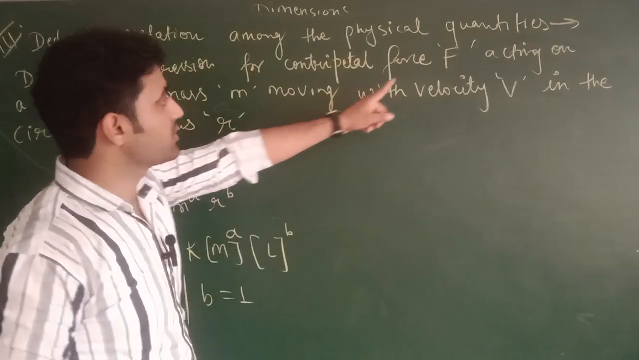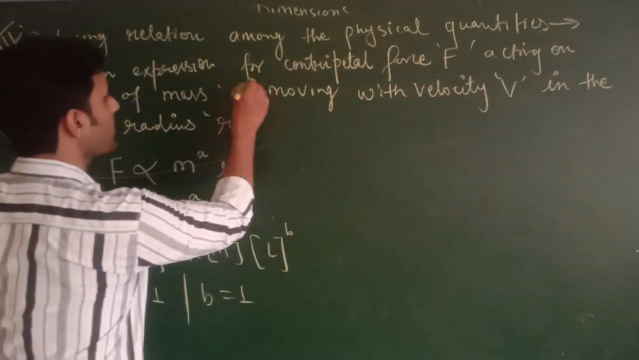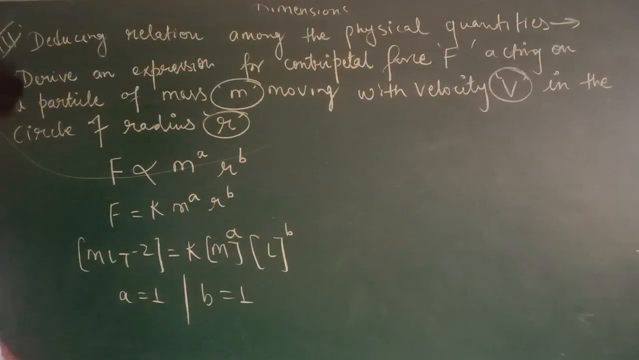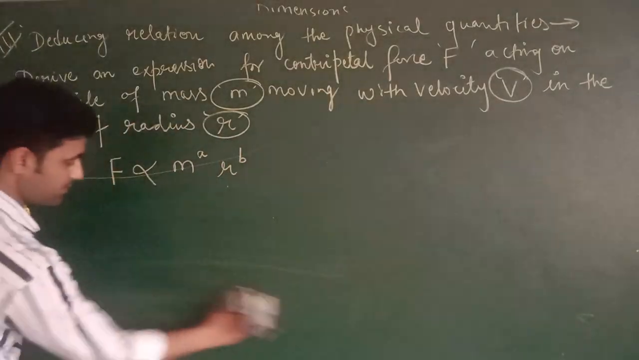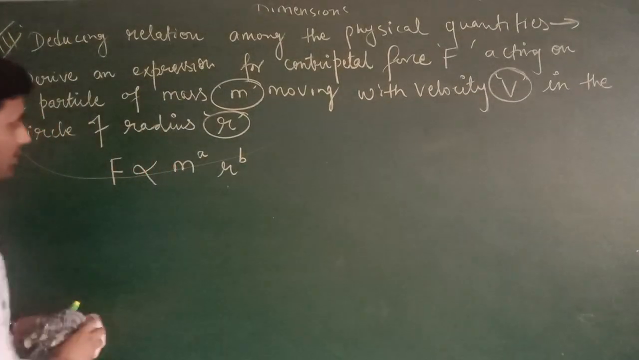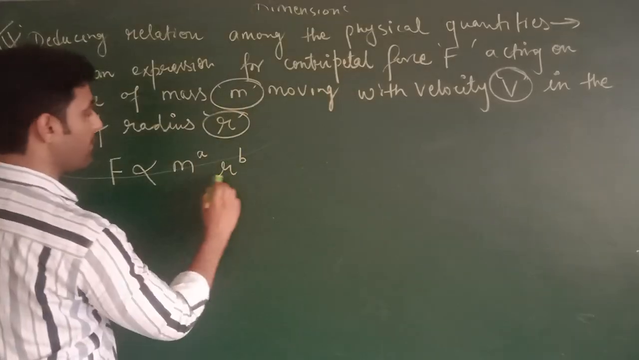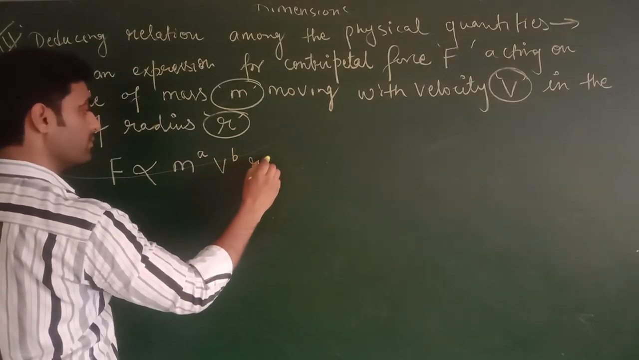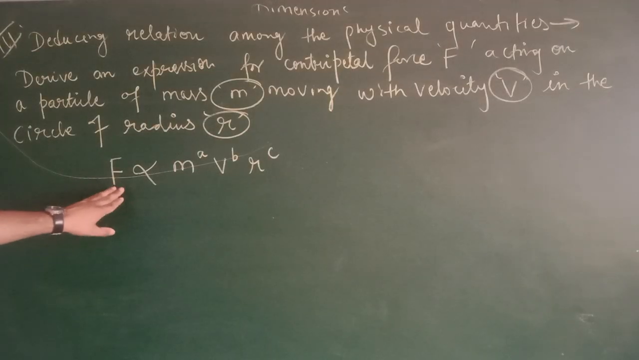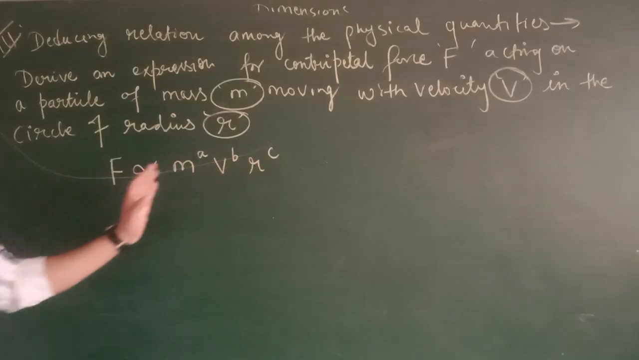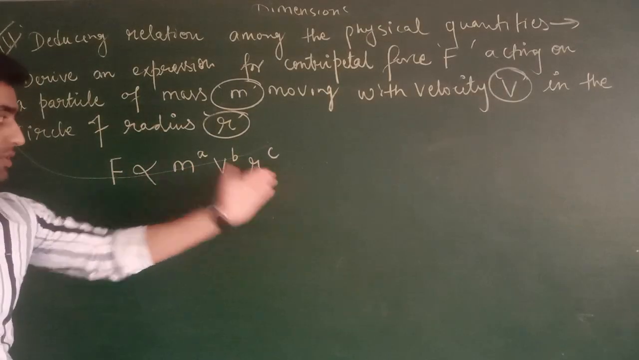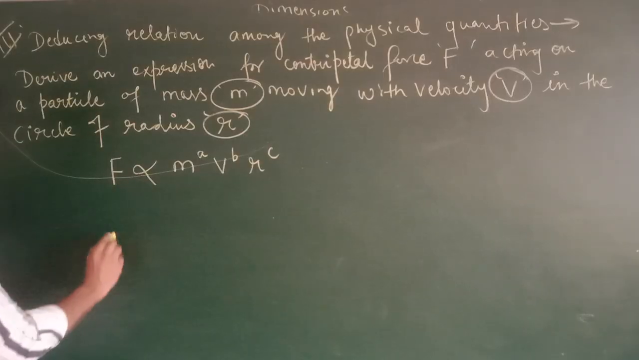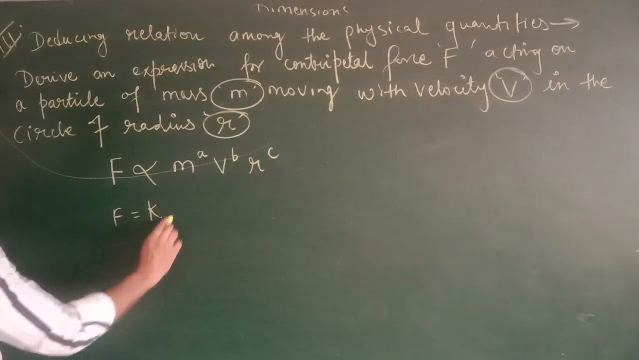Please pardon me. This centripetal force depends on three factors: mass, velocity, and radius. So let me correct it. Let me make it clear again. Centripetal force depends on three factors: mass, velocity, and radius. Put the centripetal force on the left side and on the right side the factors on which it depends. Then put powers on mass, velocity, and radius. Remove the sign of proportionality with a constant K. K is a constant.